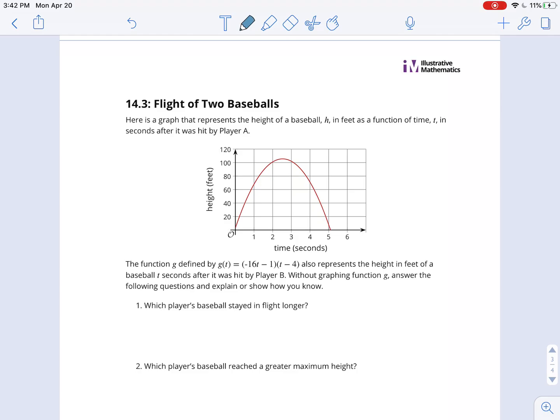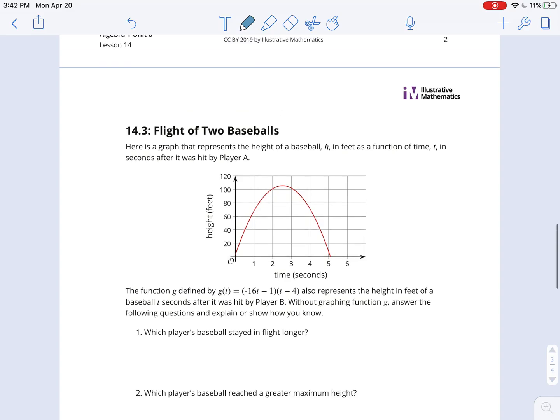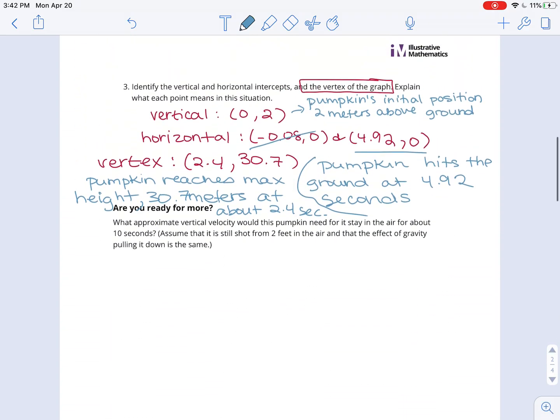All right, so just for that last one, remember that the graph shows us two horizontal intercepts. We have one that was positive and another one that was negative. And in this case, we decided that the negative one is not meaningful for us because it's implying a negative value of time, or time before the pumpkin was launched, which in this case is not relevant in this model or this situation.